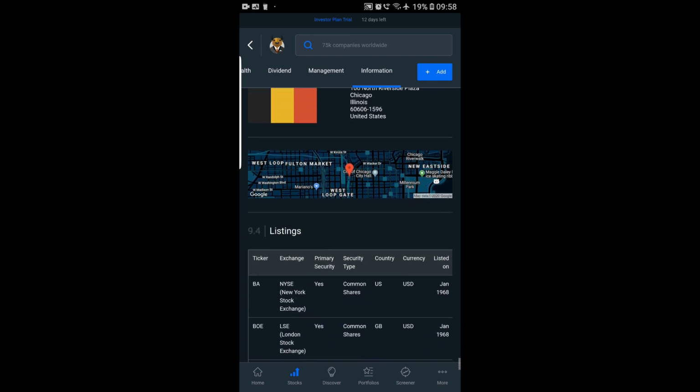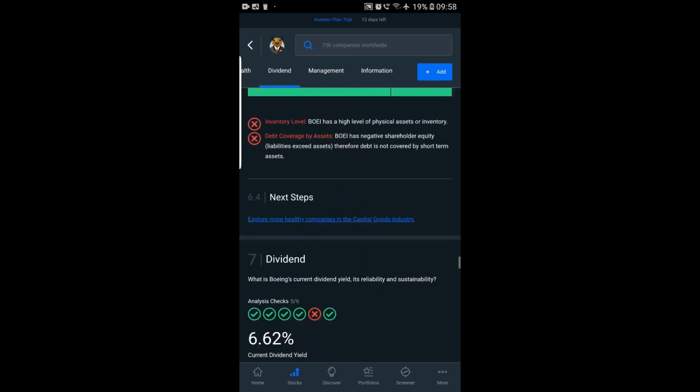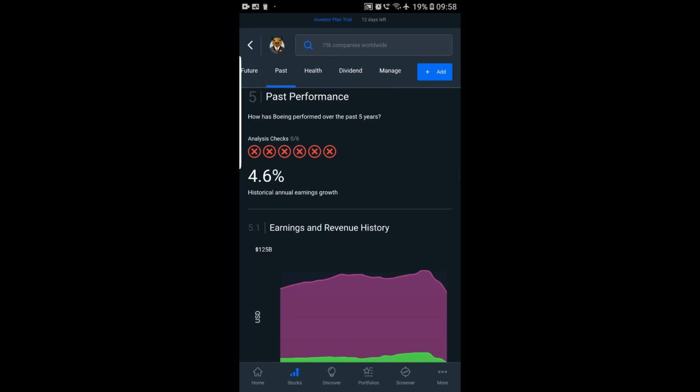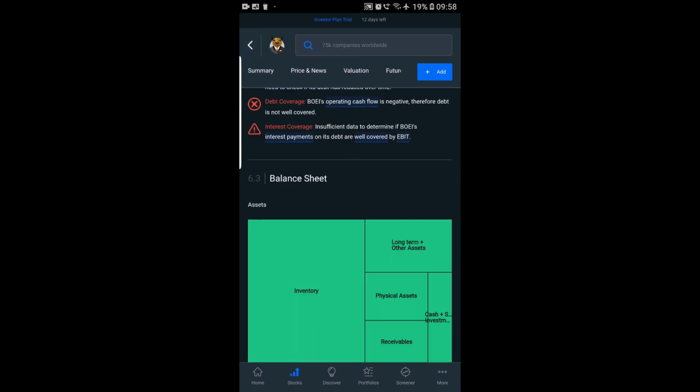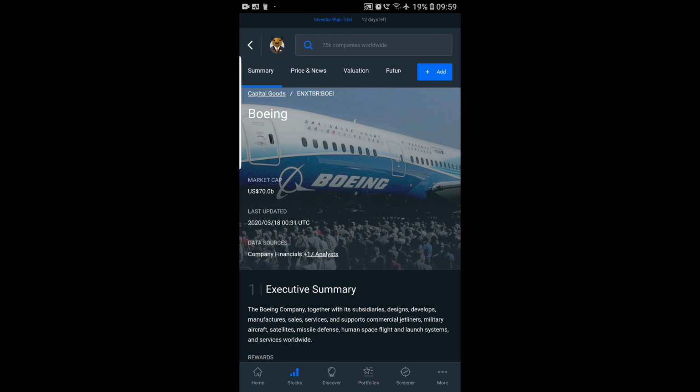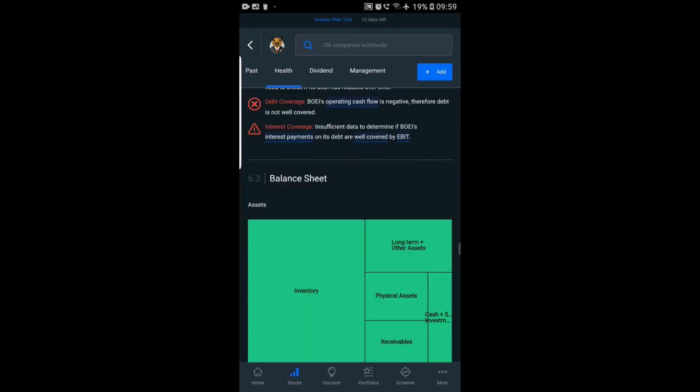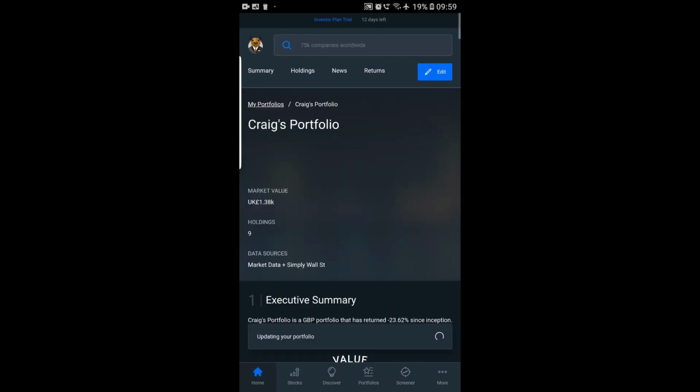Now, this isn't perfect. Obviously you need to find out as much as you can about a company. Companies like Boeing, they're not going to go bust. They've had problems with that plane crash, and with a virus going around, no one's travelling, so they're suffering, but then who isn't at the moment? So you just have to be sensible and actually do your homework, like I didn't.